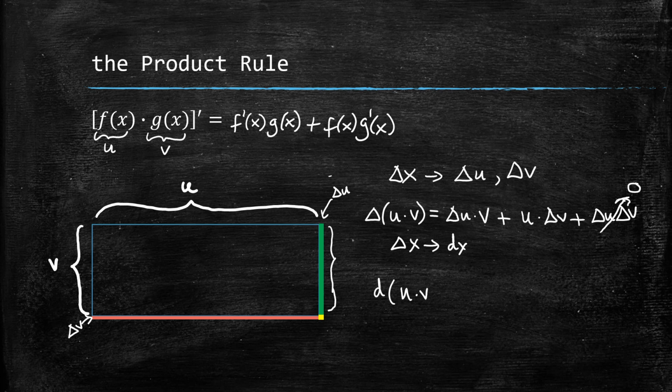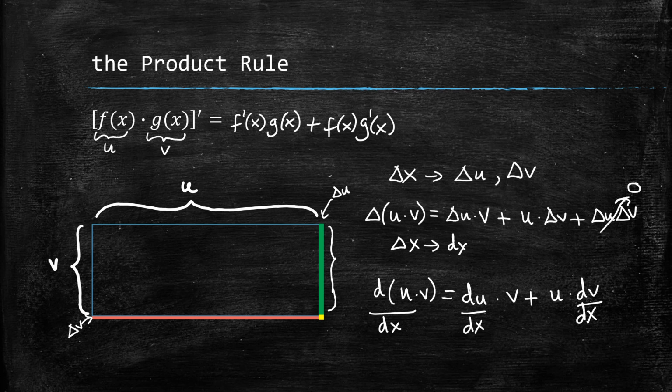So d, the little change in u times v, is going to be just du times v plus u times dv. And then all we have to recognize is that this was always with respect to x, with respect to a tiny change in x. And there we get the product rule.